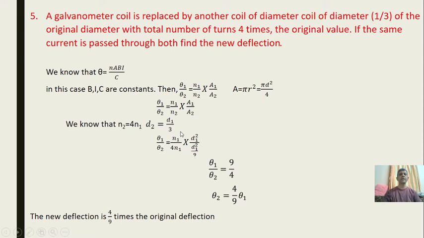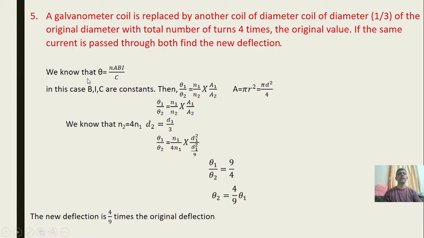We will get the logarithmic decrement lambda is equal to 0.03365. Again, the fifth problem: a galvanometer coil is replaced by another coil of diameter 1/3 of the original diameter with total number of turns 4 times the original value. If the same current is passed through both, find the new deflection.